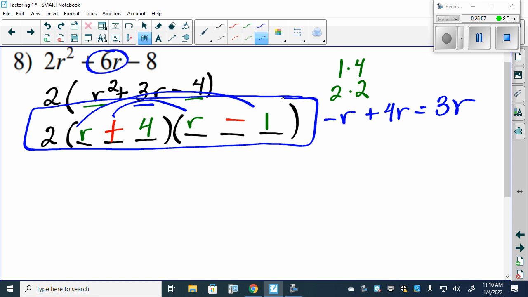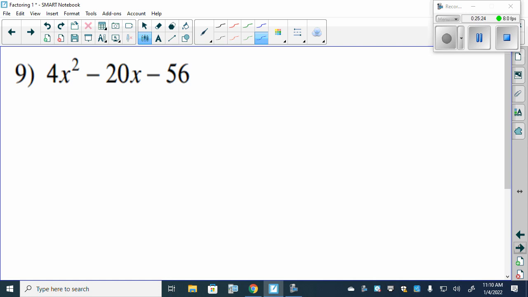Any questions on this here? Do we feel comfortable with that, factoring out the greatest common factor and moving from there? Because number 9 and number 12 really don't add anything. They're the exact same thing. Should we feel comfortable with these two here? All right.